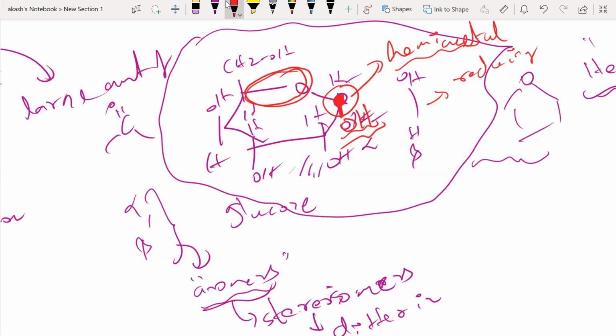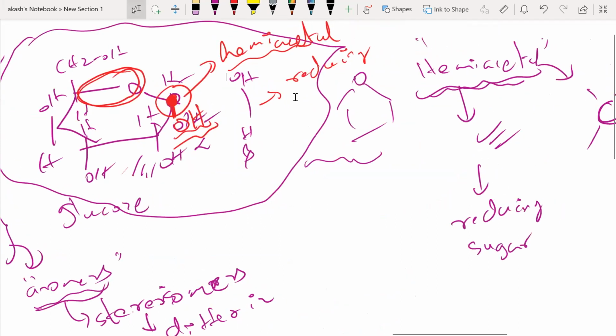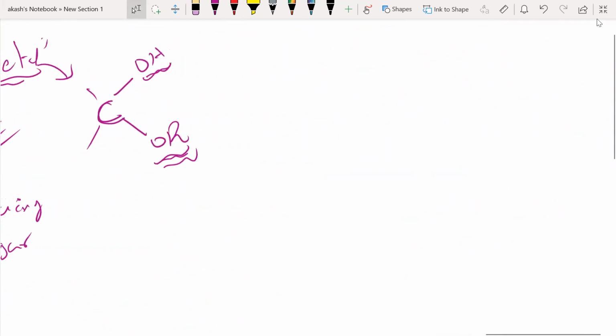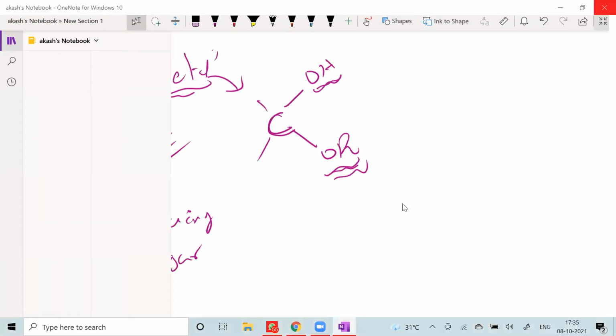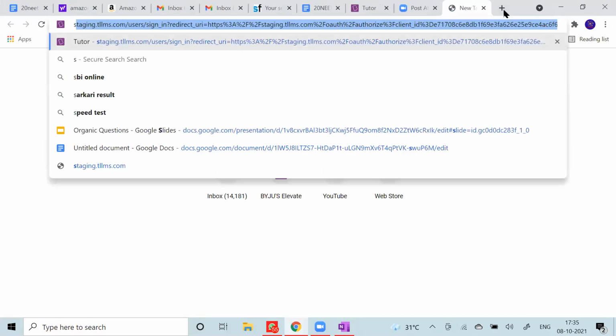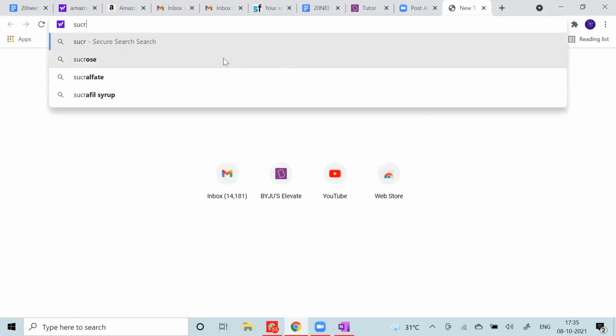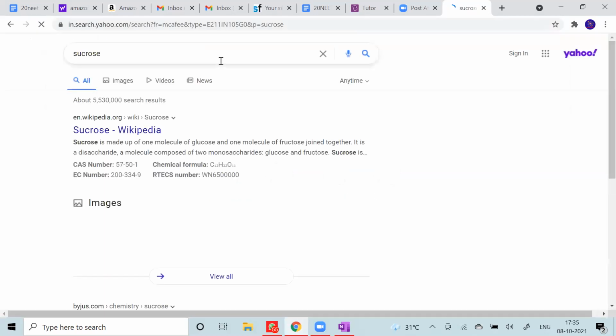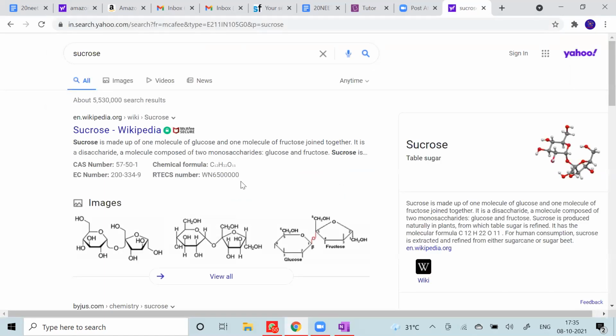Now if I check what the structure for sucrose is, I don't have the structure with me. Maybe I can show you this. One second, guys. Let me Google it. I want to know the structure because me drawing will take a lot of time.